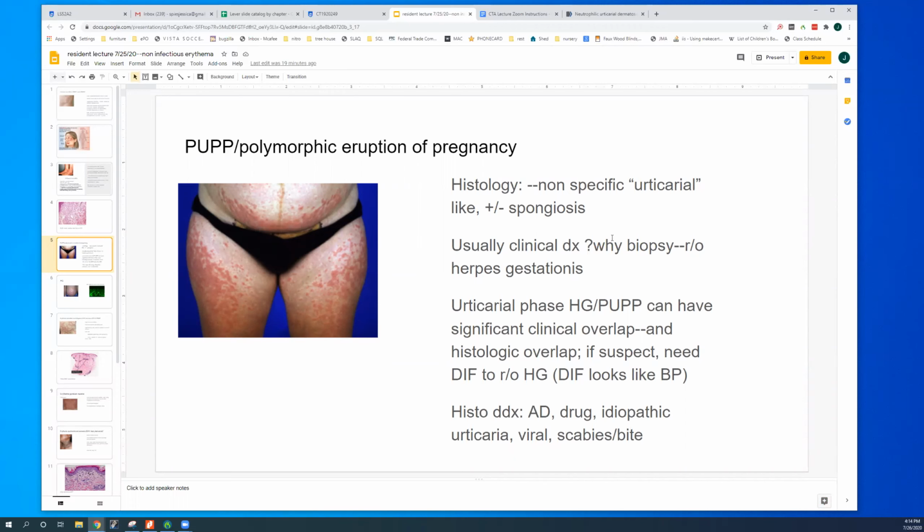The histology is nonspecific. It's urticarial-like, as we've seen in the last few biopsies. You can have some spongiosis. It's usually a clinical diagnosis that's not biopsied. And why would you biopsy? To rule out herpes gestationis. Although HG usually occurs earlier in pregnancy, it can occur a little later and have some overlap clinically with PUPPP, and it can have some histologic overlap also. So if you suspect it clinically, you need to do a DIF to rule out HG.